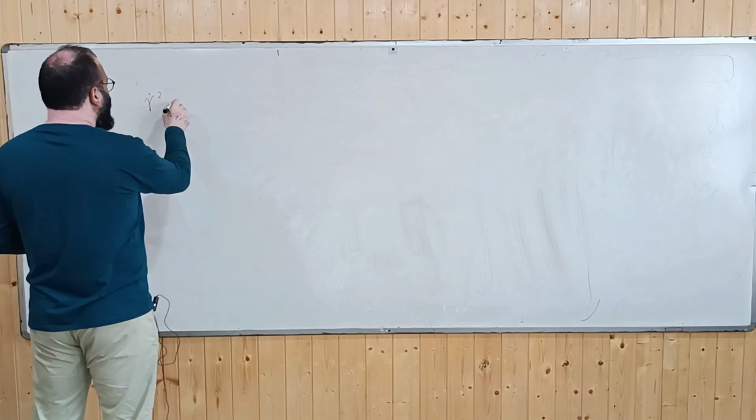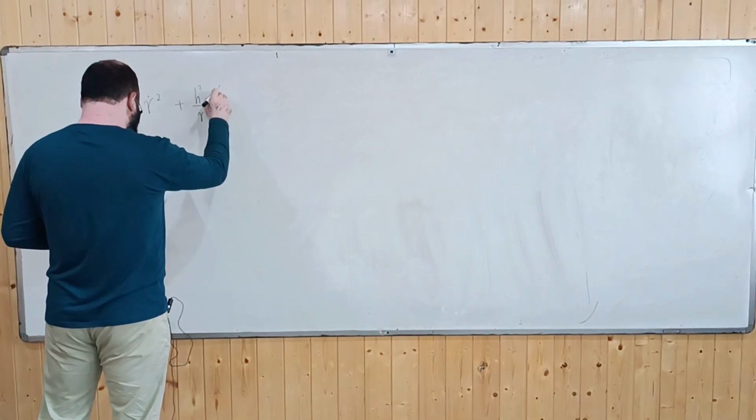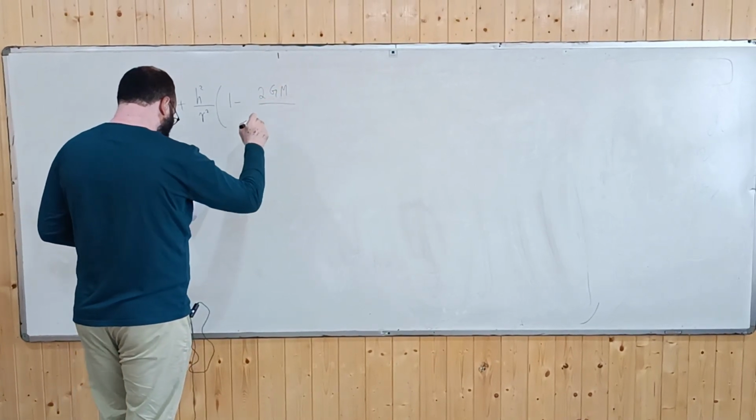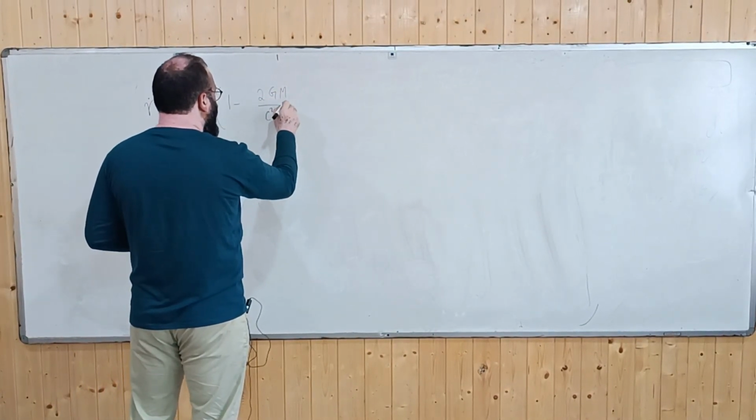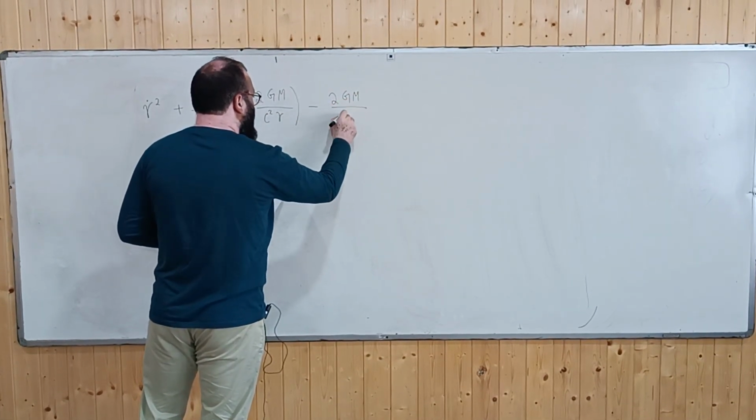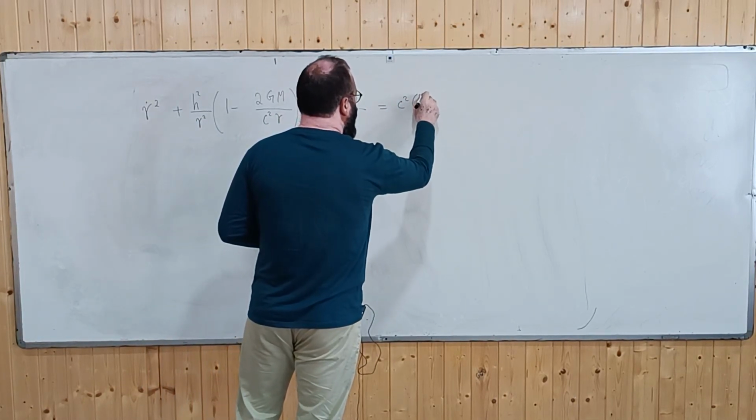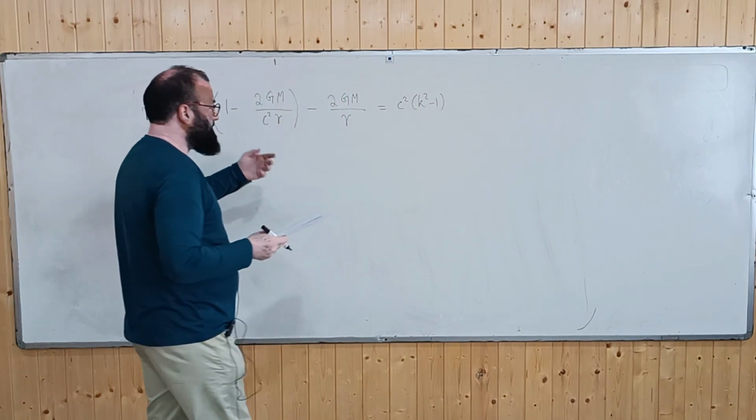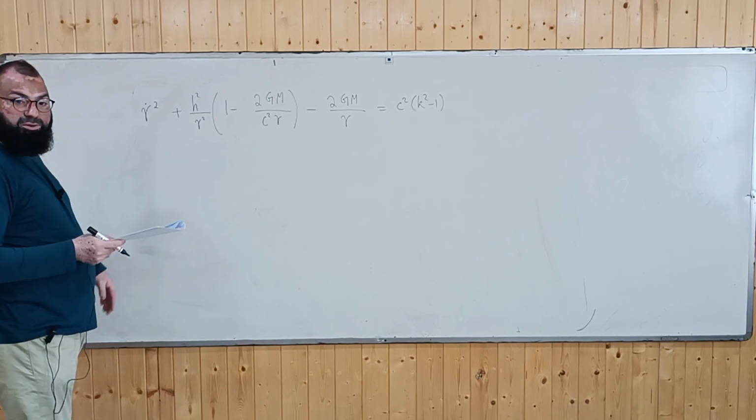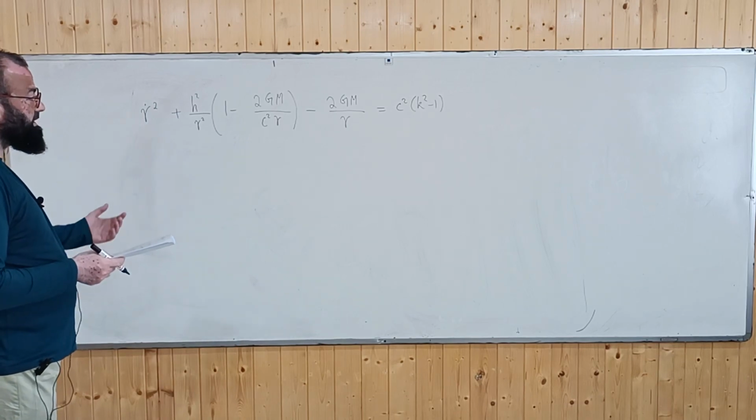r dot square plus l square by r square, and then you have 1 minus gm by c square r, minus 12 gm by r is equal to c square minus 1. So this is the equation we had derived already. This is the equation which describes the radial motion of particles, of massive particles.